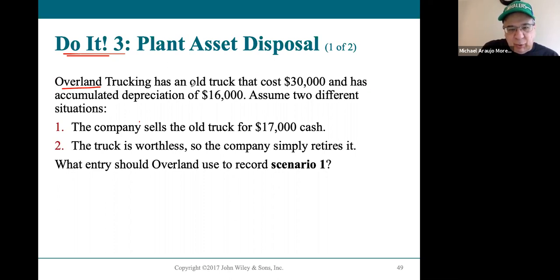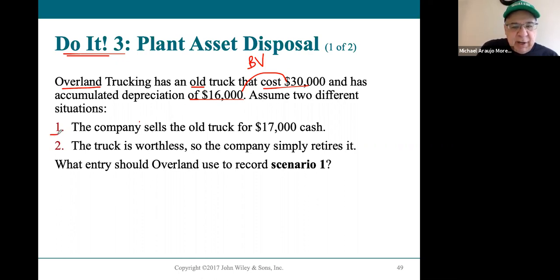So they have an old truck, Overland Trucking. The cost of the truck is $30,000. The depreciation on the truck is $16,000. So again, the cost minus the accumulated depreciation is going to be your book value. So the book value of the truck is $14,000. The difference between the cost and the accumulated depreciation is going to be the book value. Right.